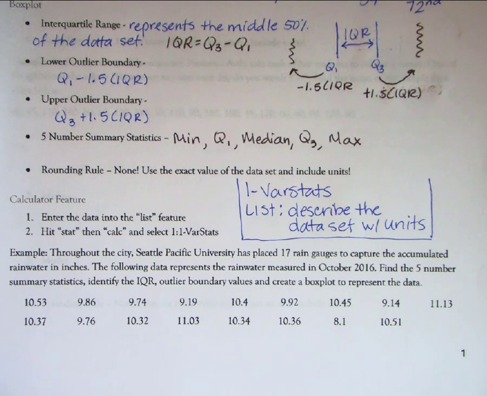Throughout the city, Seattle Pacific University has placed 17 rain gauges to capture the accumulated rainwater in inches. The following data represents the rainwater measured in October 2016. Find the 5-number summary statistics, identify the interquartile range, outlier boundary values, and then create a box plot to represent the data. First, we need to enter this data into the list feature of our calculator.